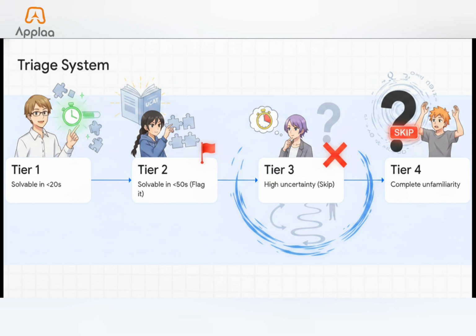Now for Tiers 3 and 4, you must skip them. Seriously, just skip them. There is no negative marking on the UCAT. Leaving a question blank is the only true way to fail. Strategically skipping a Tier 4 question, taking a guess, and just moving on is so much better than burning 2 whole minutes on a single trap.